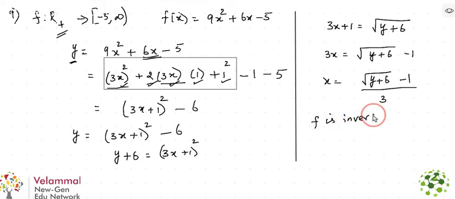How will you show f is invertible? There are two ways to show. Already we discussed one way. You need to show f is 1-1 and f is onto. This we have already dealt with in the problem.